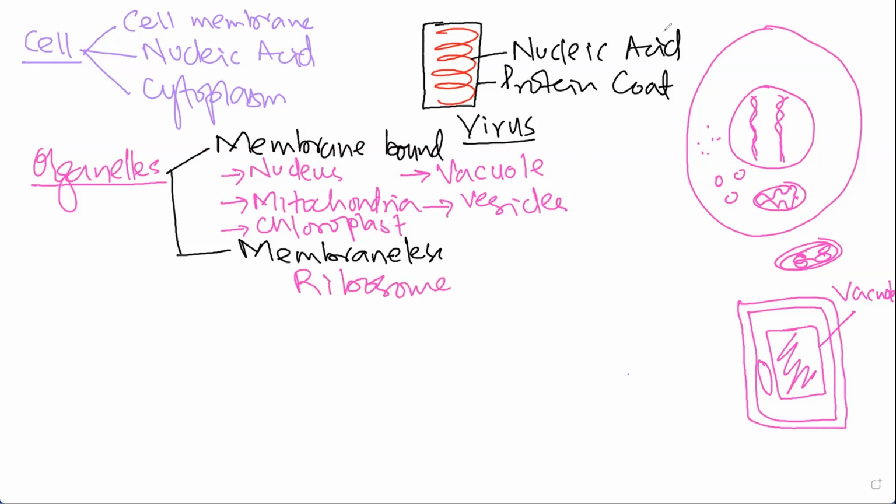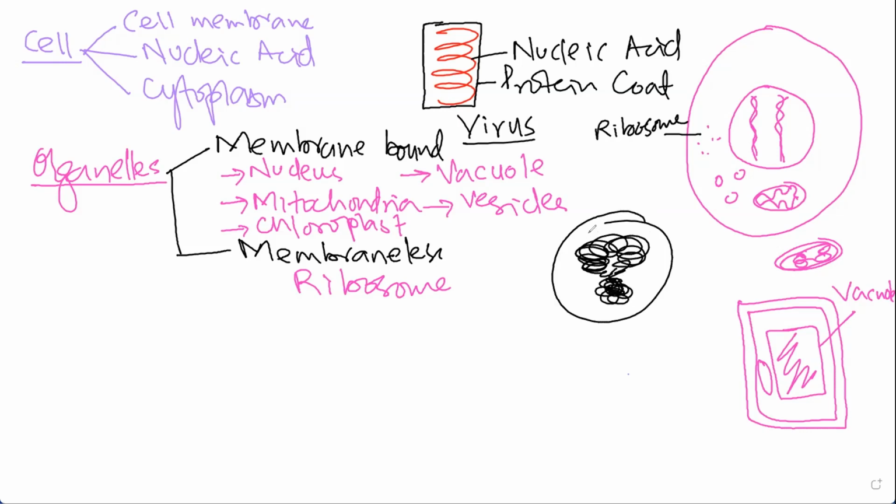You know why? Look, I'm drawing ribosome. If I zoom it in, this is ribosome basically. Ribosome looks like this. You'll study this in A-levels. So there's no membrane around this. So is it membrane bound or membraneless? Membraneless. So I wanted to say that there are two kinds of cell.